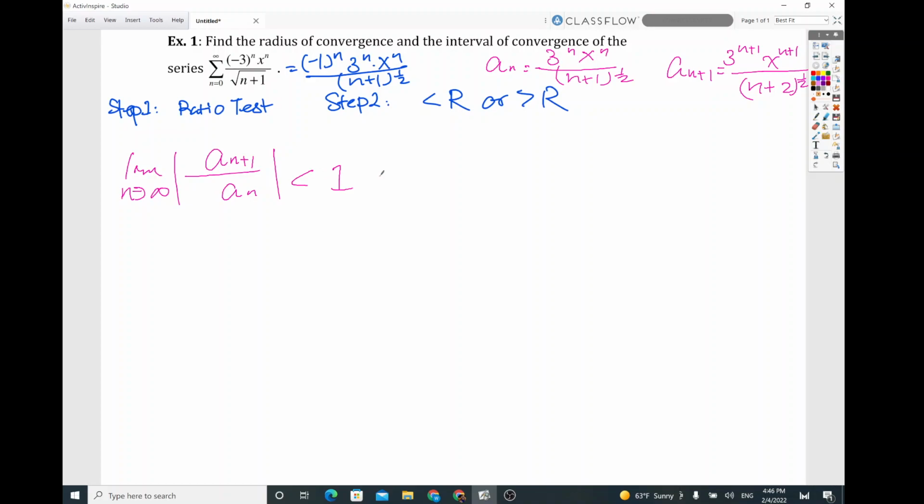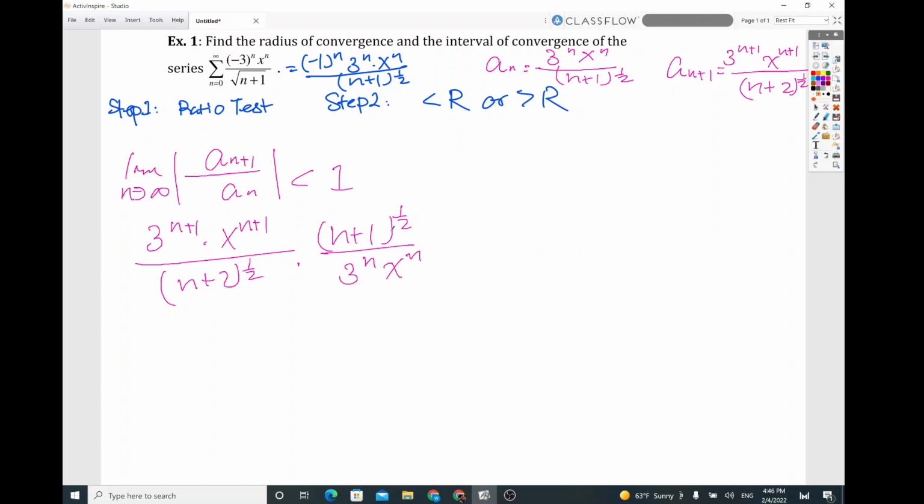Okay, so now let's find out. So this one, a sub n plus 1, we got 3 to the power of n plus 1 times x to the power of n plus 1, all over n plus 2 quantity to the power of 1/2. Dividing by a sub n, that means we multiply by the reciprocal. Okay, so n plus 1 to the power of 1/2, and then all over 3 to the power of n, x to the power of n.